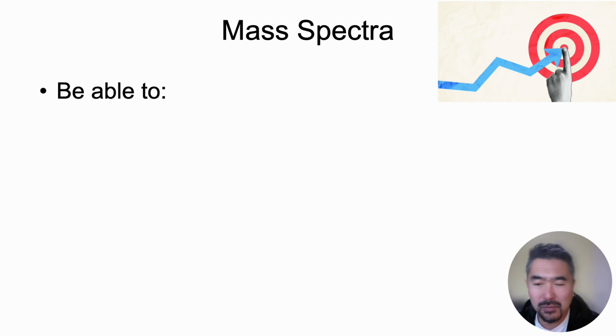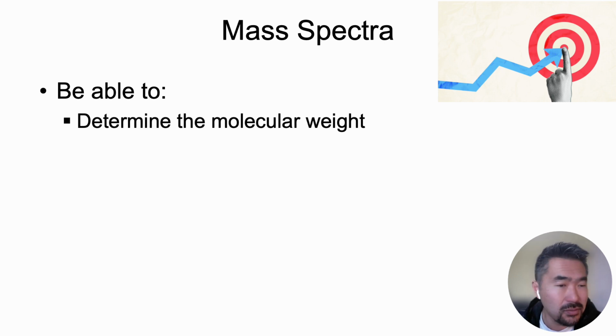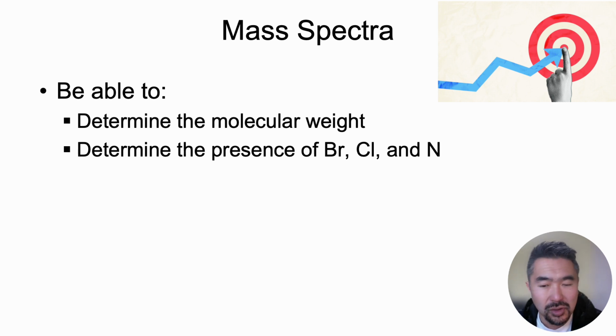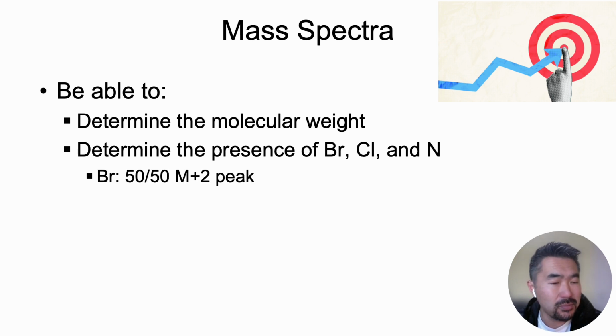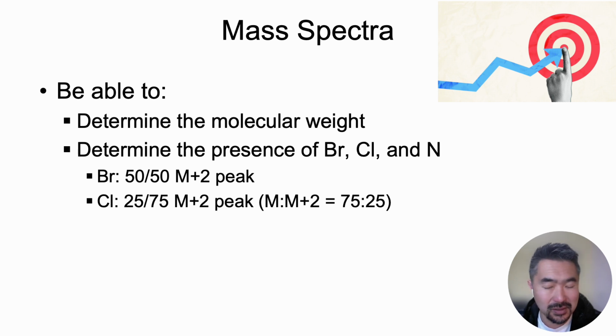Now, with mass spec, what are the expectations for you as students in this chapter? With mass spec, I want you to be able to determine the molecular weight based on the mass spectrum. Again, the largest m/z peak is usually it, but be careful about the M+1 and M+2 side peaks. That's not the molecular weight, right? And you should be able to determine the presence of bromine, chlorine, and nitrogen based on the mass spectra. Bromine and chlorine, we just went over. Bromine is a 1-to-1 M and M+2 peak, so it's easy to identify.